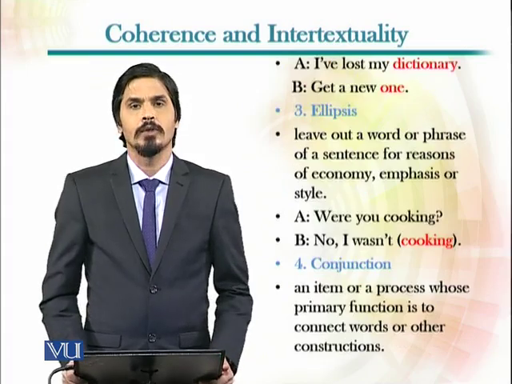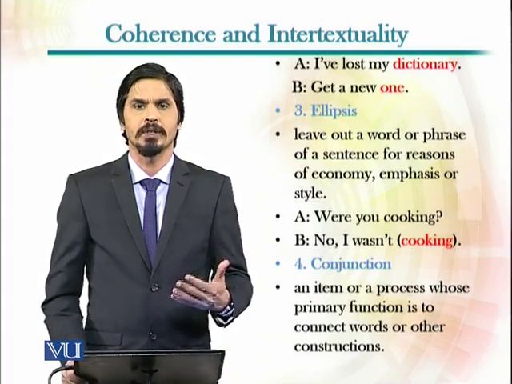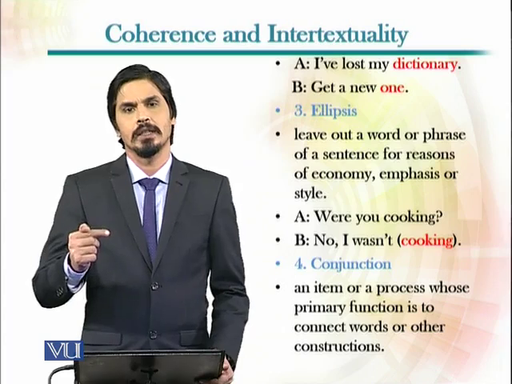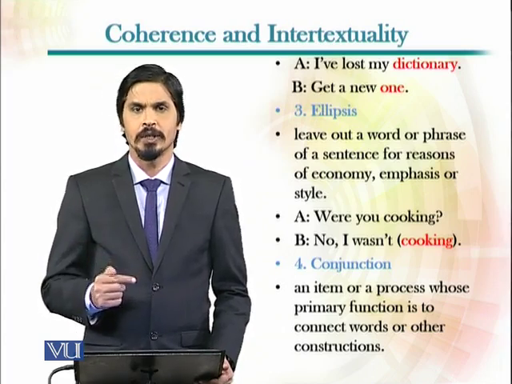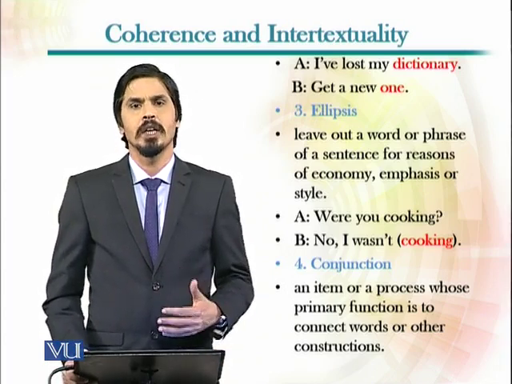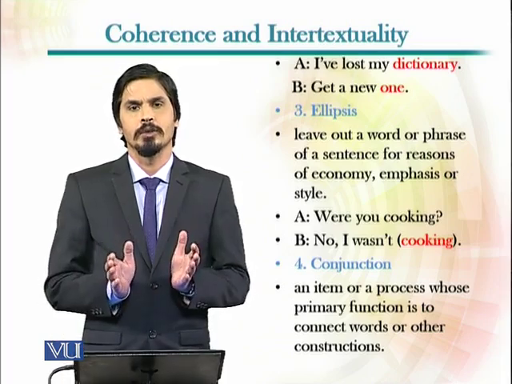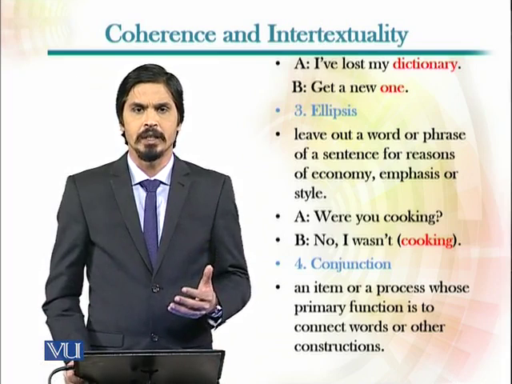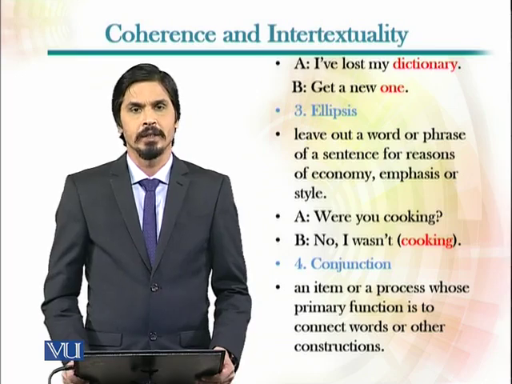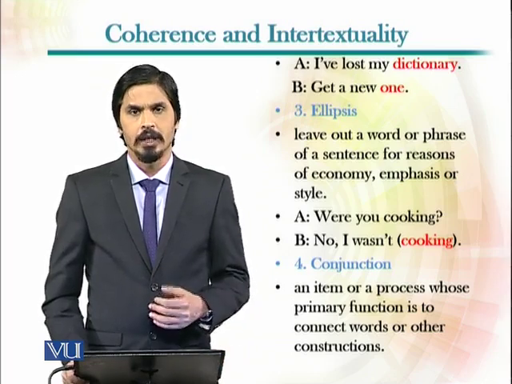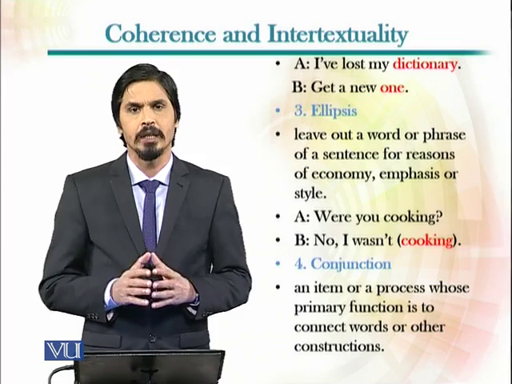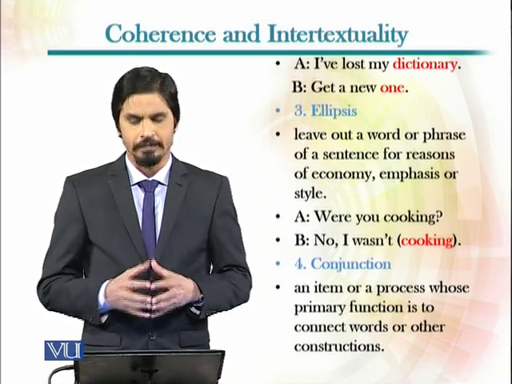For example, I have lost my dictionary, and the other person might reply, get a new one. So one is replacing dictionary in order to avoid repetition, still conveying the meaning. Ellipsis is leaving out a word or phrase when it is not needed in order to bring in brevity and effectiveness in a discussion or discourse. For example, if participant A asks, were you cooking? And participant B replies, I wasn't. He didn't utter the word cooking here, but still he conveyed that he wasn't cooking.